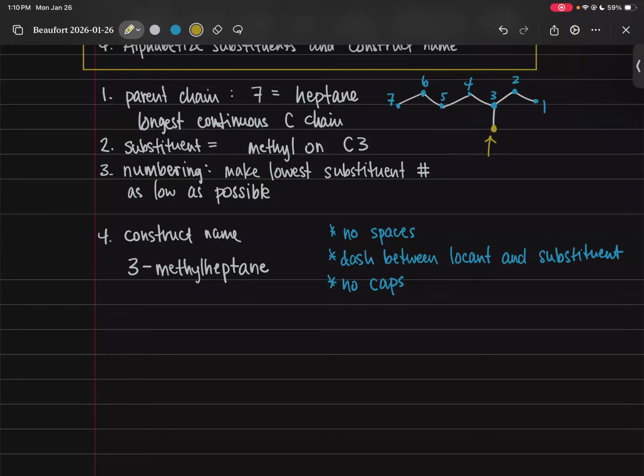Now, if there are multiple substituents, in a few examples we'll do multiple substituents, and that just extends the name a little bit more. Okay. All right.